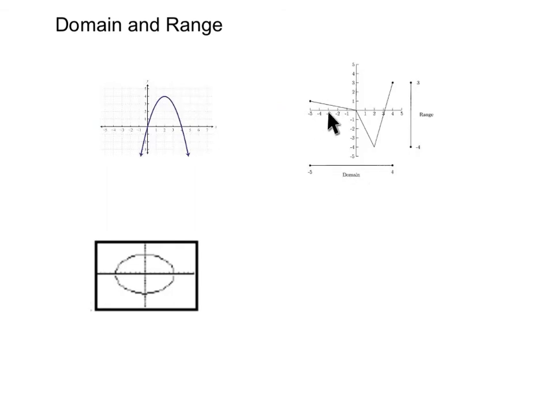The domain are all the possible x values of the function. This is not an infinite function. It stops here and stops here. So the domain goes from -5 to 4. The range is going to be the y values. The y values exist from -4 to 3. Okay, and you can do this, you can write it in interval notation. So for instance, the domain goes from -5 to 4, and the range goes from -4 to 3.